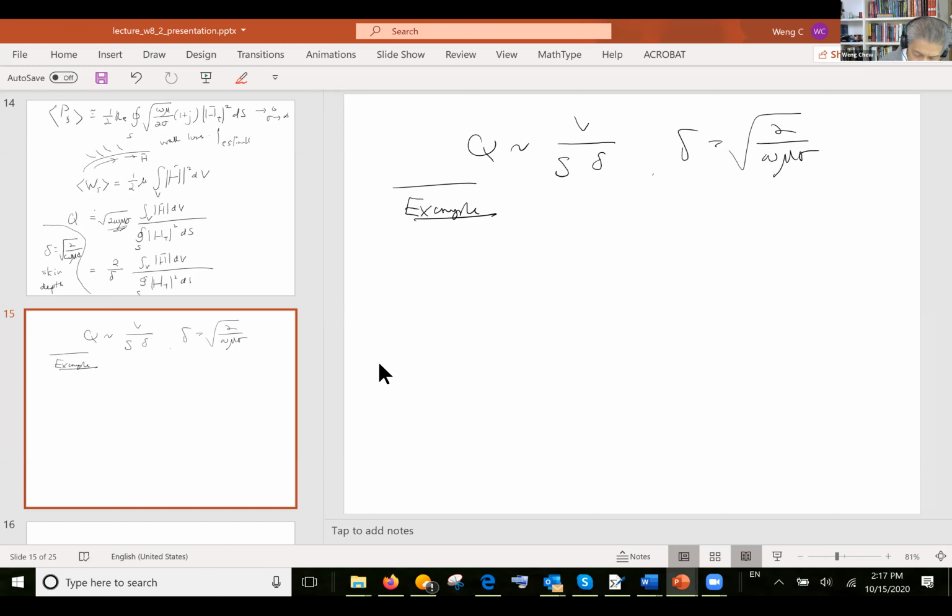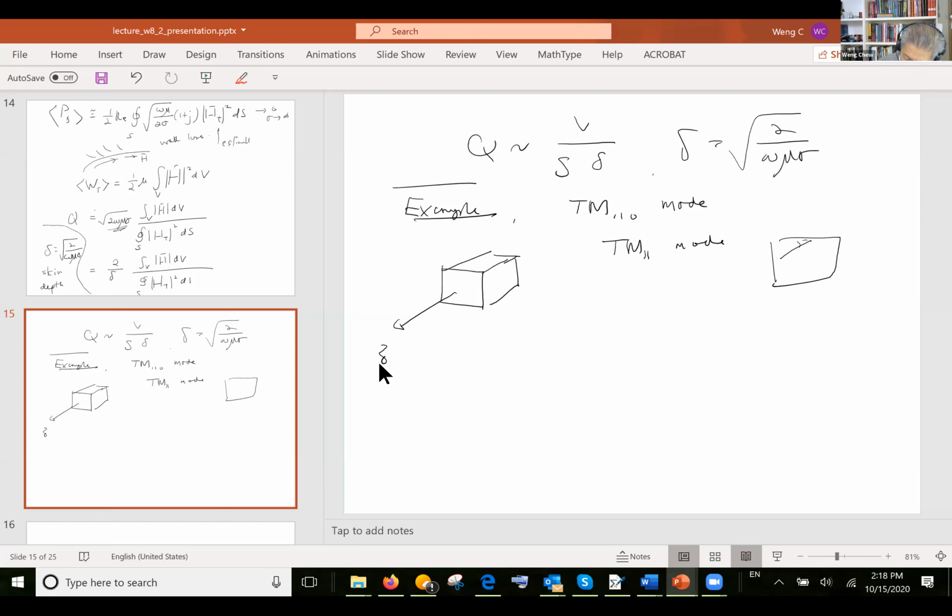Say the lowest mode that we have in a rectangular cavity is the TM110 mode. TM110 mode is the lowest mode in the cavity. And you can think of this mode as being a truncated rectangular waveguide. If I have a rectangular waveguide, this is the z direction. The mode that you can have propagating in the z direction is TM11 mode. TM11 mode would be the wave that bounces back and forth around like this.